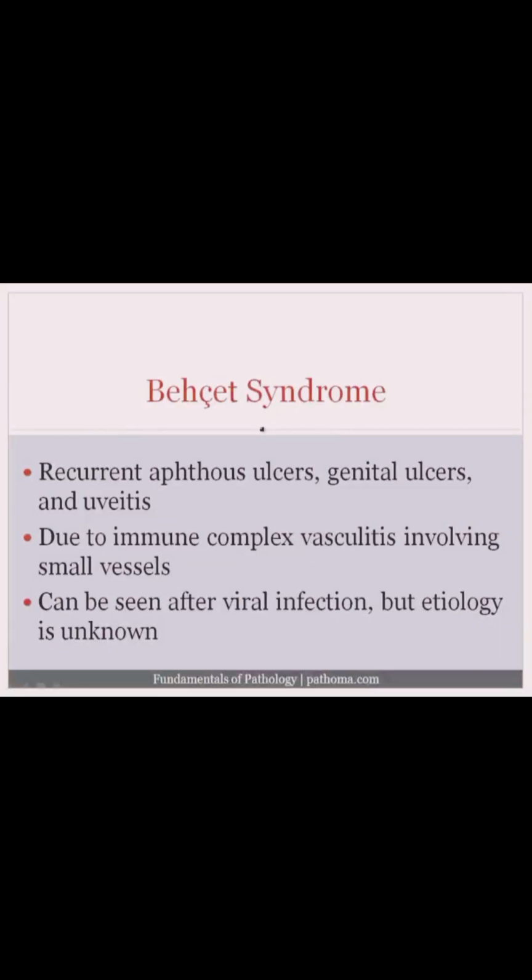One of the derivative syndromes concerning aphthous ulcers is Behcet syndrome, in which patients get recurrent aphthous ulcers plus genital ulcers and uveitis, so that they may have some sort of visual disturbance. So this is the triad: recurrent aphthous ulcers plus genital ulcers and uveitis. It's actually due to immune complex vasculitis involving the small blood vessels. We don't know the exact etiology. It may be seen after a viral infection, but again, we don't know the exact etiology.